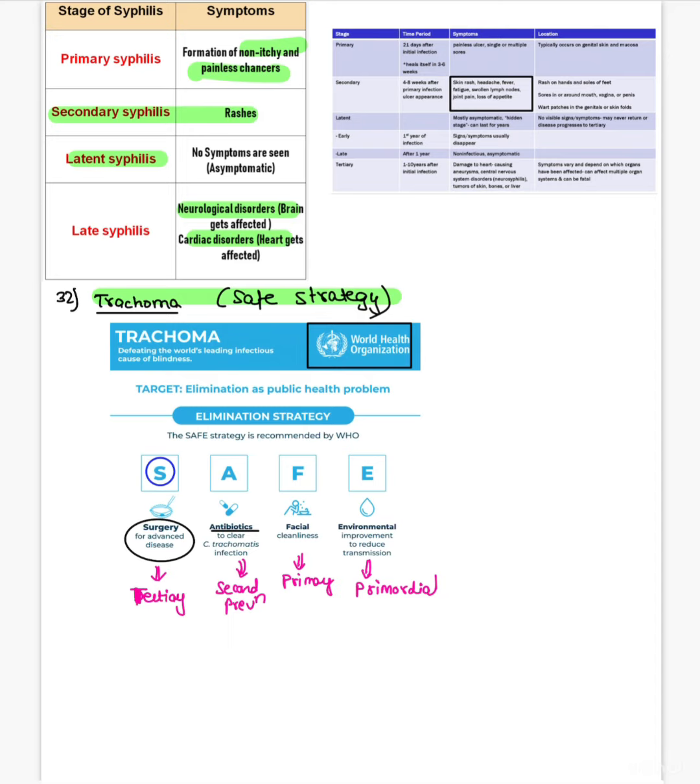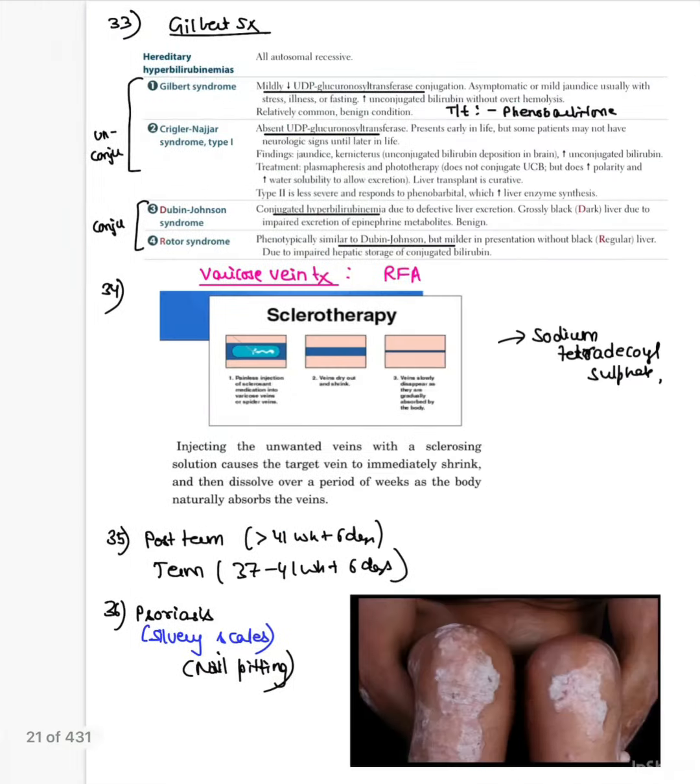You may have noticed, today they have given around 3 to 4 questions just from this strategy. Like one question was hand washing. With hand washing, we are doing health promotion and specific protection. We are trying to protect ourselves. That is the primary prevention.